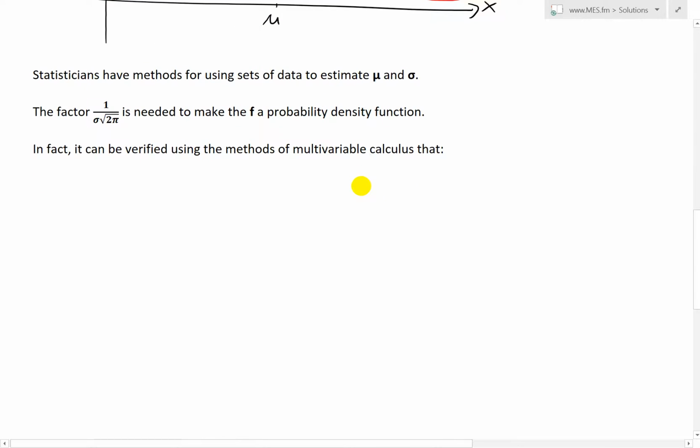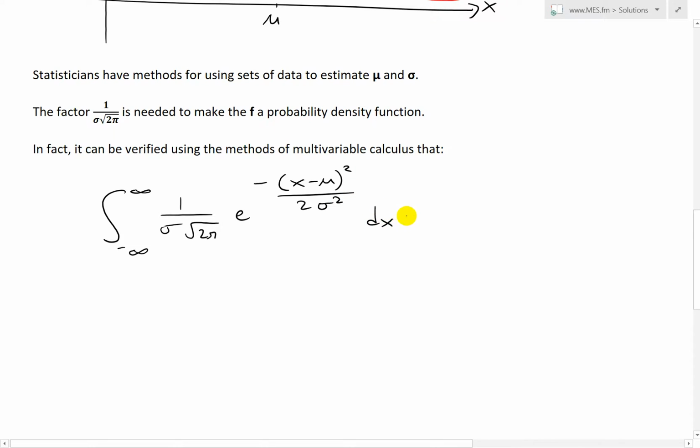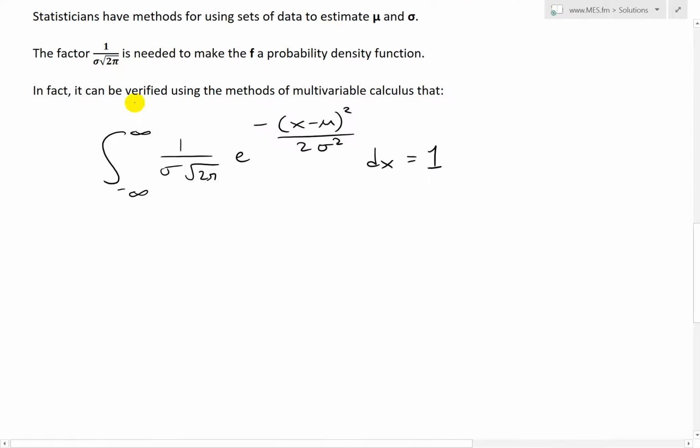In fact, it can be verified using the methods of multivariable calculus, to make sure that it's a probability density function, like I explained in my earlier video on the introduction to probability. Basically, the full area underneath the curve needs to equal 1. In later videos, I will prove this using multivariable calculus once I go into that. So the integral of 1 divided by sigma root 2 pi, times e to the power of negative (x minus mu) squared over 2 sigma squared, dx, equals 1. I will prove this in later videos.